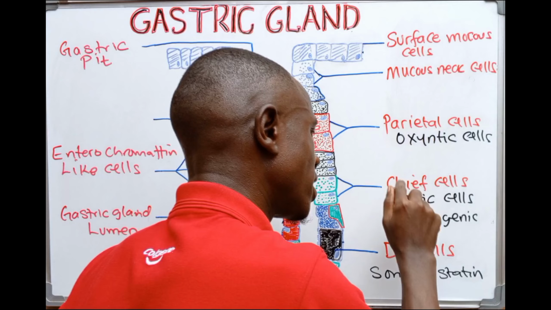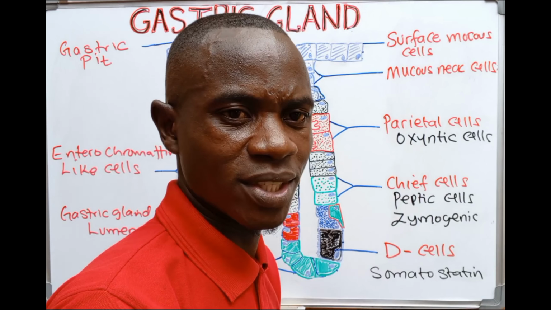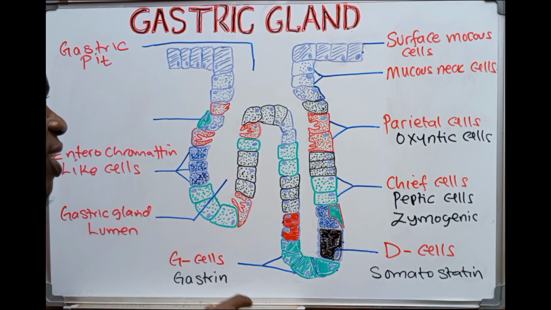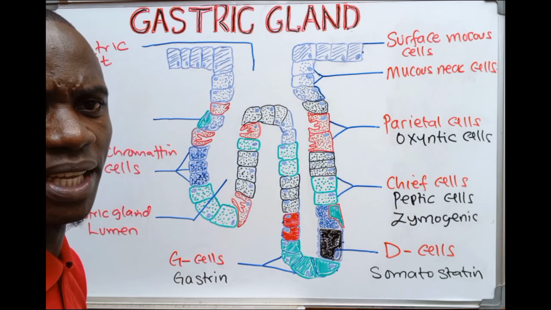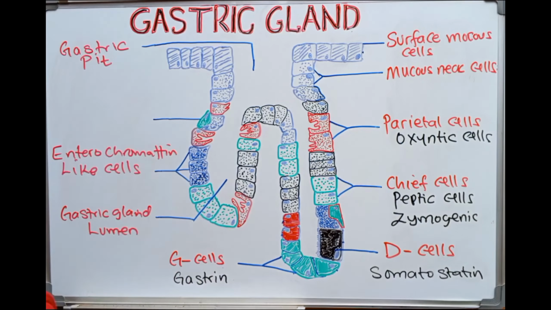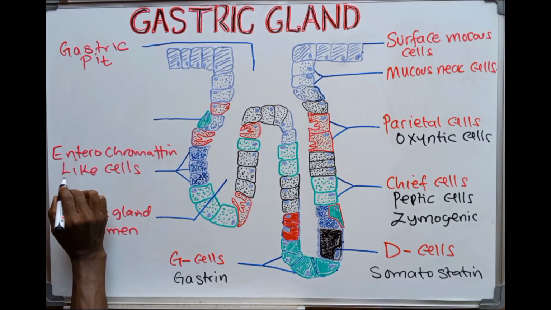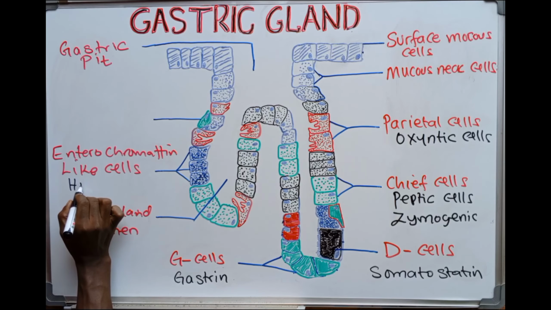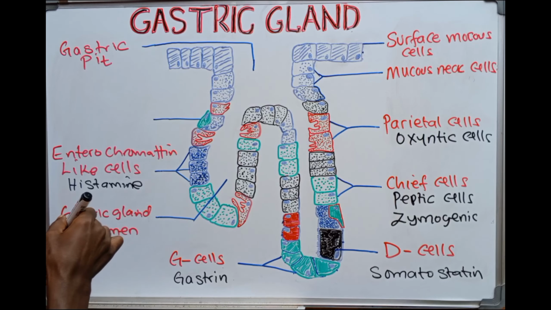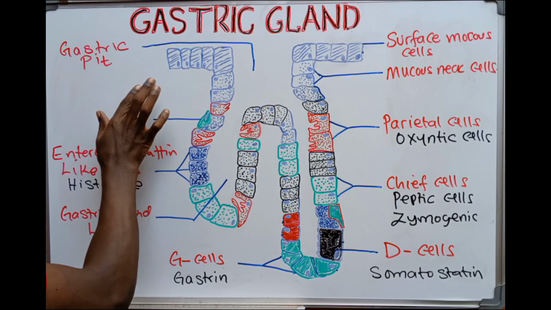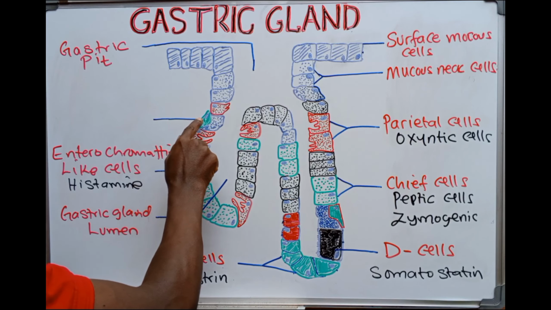They go and stimulate the chief cells to produce what we call pepsinogen. Now the enterochromaffin-like cell is such a beautiful cell, producing histamine, which is a powerful stimulator of gastric secretion. So this one produces a molecule called histamine.